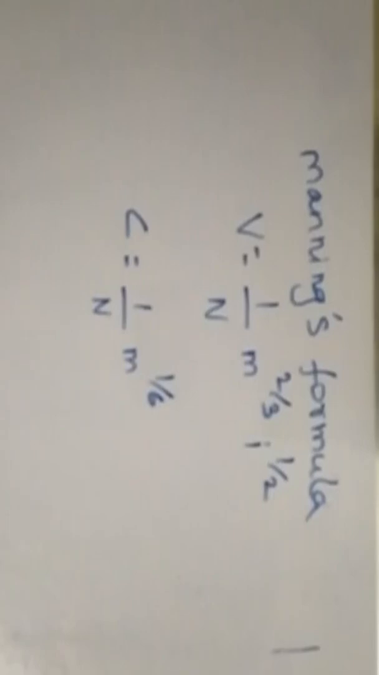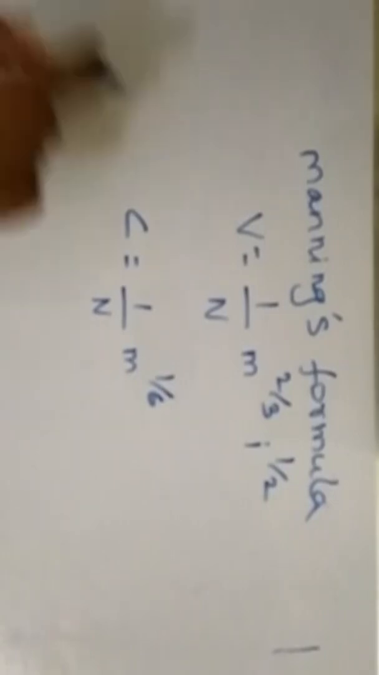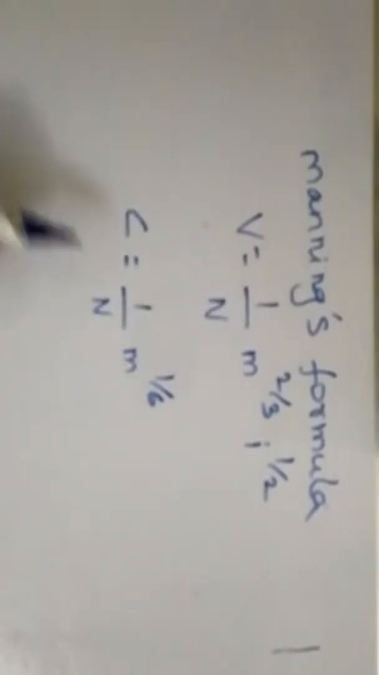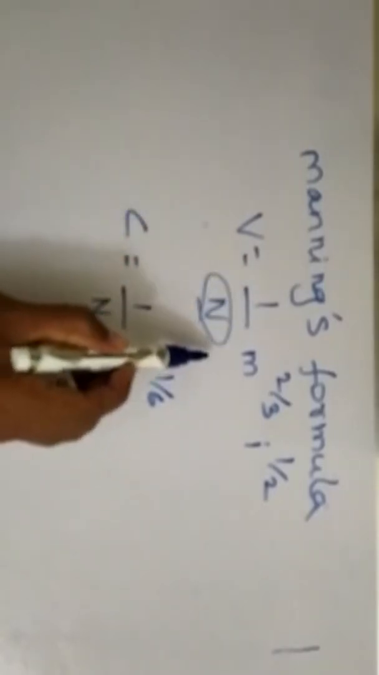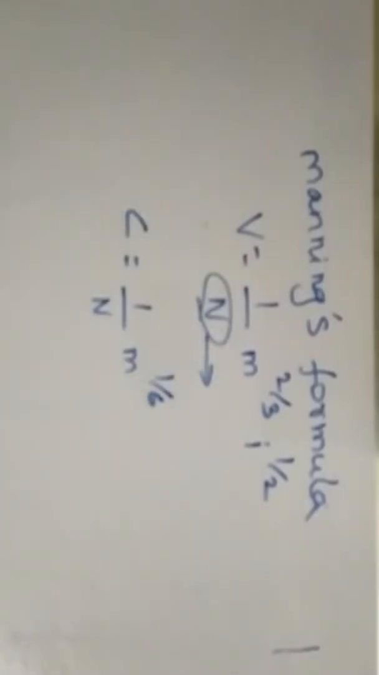In Manning's formula, sometimes a question may be asked if velocity can be calculated using Manning's formula also. In Manning's formula, velocity is equal to 1 by n, where n is called Manning's coefficient, times m to the power 2 by 3 into I to the power half. I know what small m is: hydraulic mean depth or hydraulic radius. I is the bed slope.